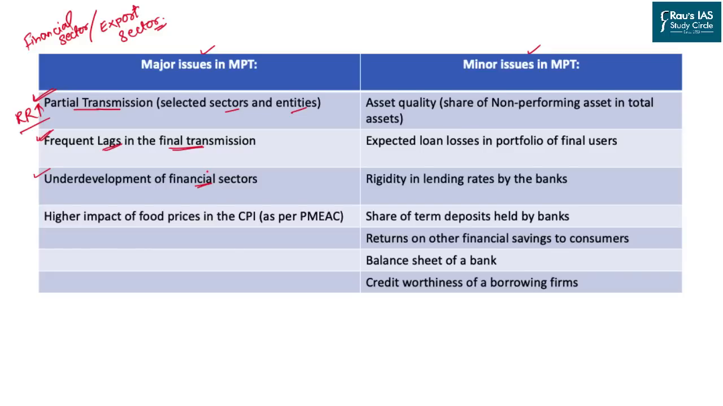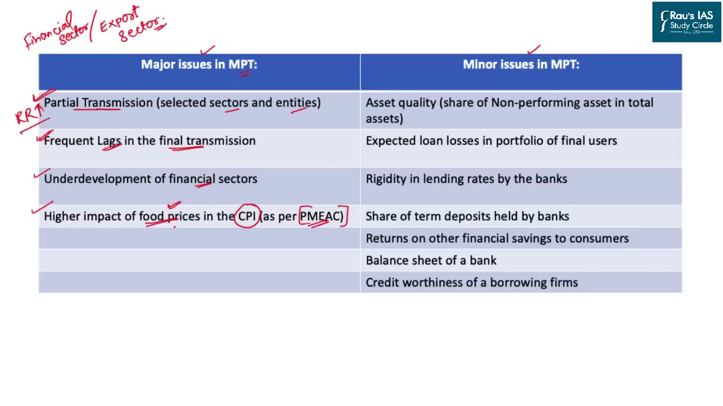And the last important issue in the monetary policy transmission is the higher impact of food prices. A day ago, we discussed in the daily prelims practice the Prime Minister's Economic Advisory Council, which has recently recommended that because of the higher impact of food prices in the consumer price index, monetary policy transmission and utilization remains more or less futile.